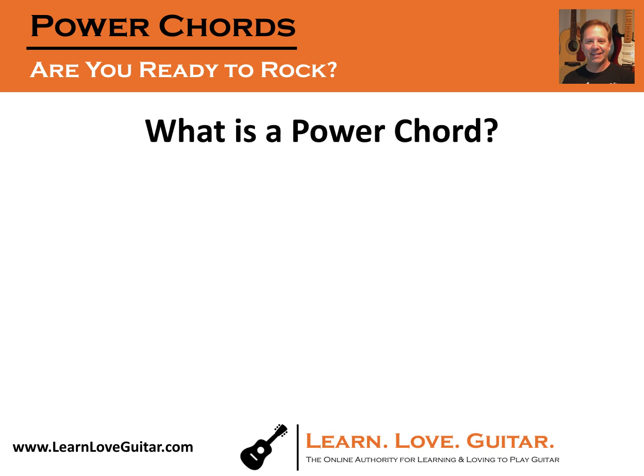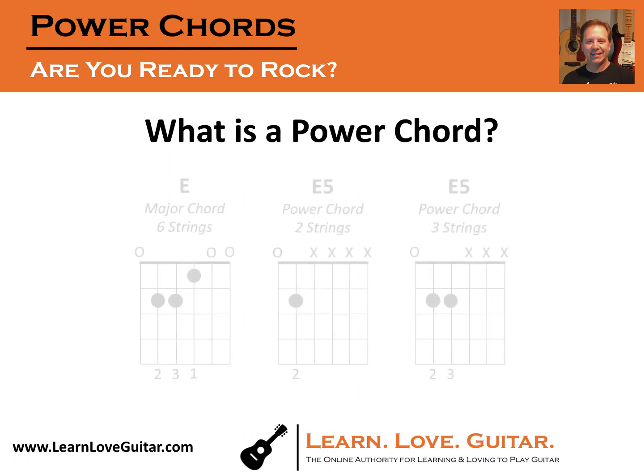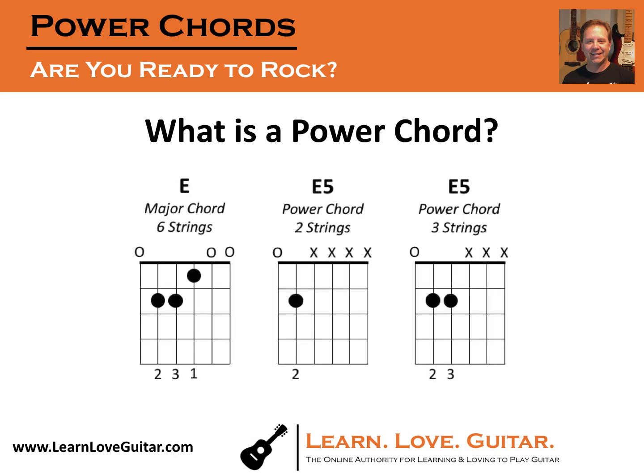A power chord is just a simplified version of a regular open position or bar chord. The simplification is the result of only playing the lowest 2 or 3 strings of the full chord. For example, instead of playing an open E chord using all 6 strings, an E power chord only uses the bottom 2 or 3 strings.